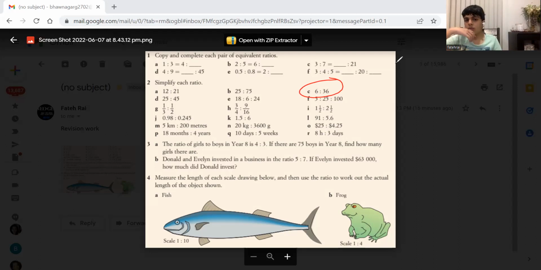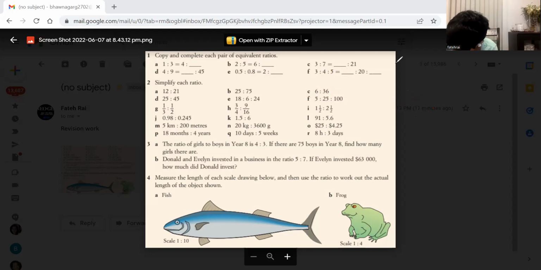What times 6 did you say? 6. What? 6 times 6 is 36. So 6 is 1, 36 is 6. 1:6. If you are saying 3:12, then it is not correct. Okay. 3:18, it should be, not 12. Okay. Now do the D part.